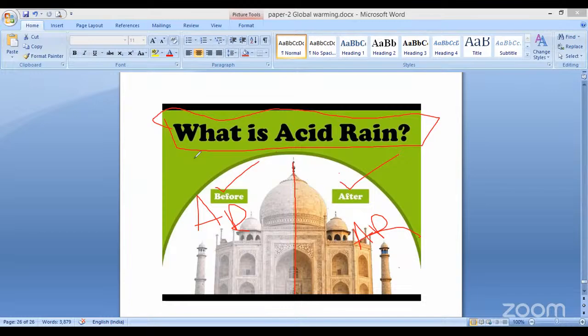Why? Because of chemical reactions, when acid rain, some sulfur compounds, volatile organic compounds and all can reach the monuments, it can react with the chemical compounds which are present on the monuments. It can change the color of the marble and all. That's why the changes will happen. This is all about acid rain, right?